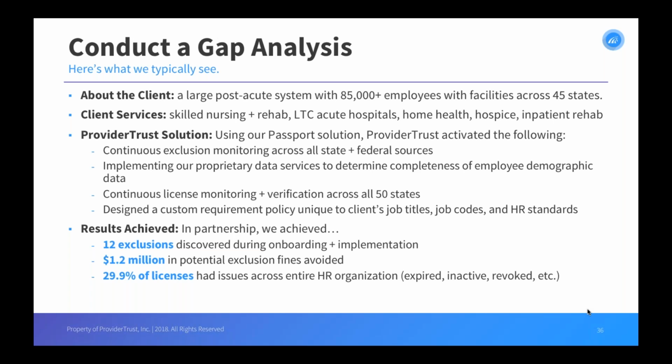So certainly that's a little bit about what we do, but what we found in doing that within the first 30 days were immediately 12 exclusions discovered, $1.2 million in potential exclusion fines avoided. And here's the big one as it relates to data. 30% of licenses that they sent us had issues across the entire HR organization. Either they were expired, inactive, revoked, had a state sanction associated with it.